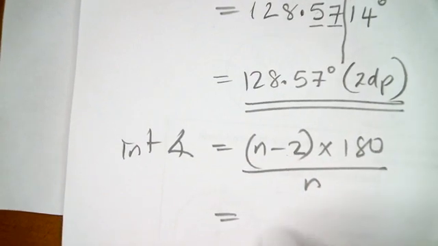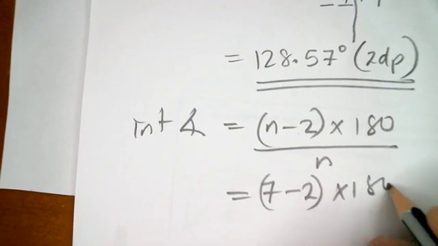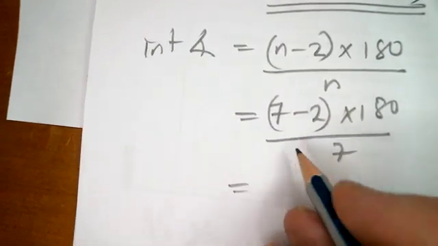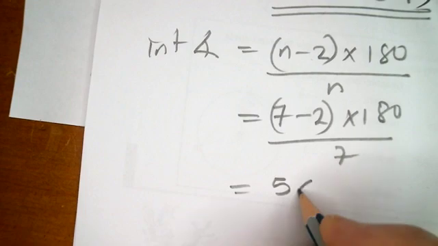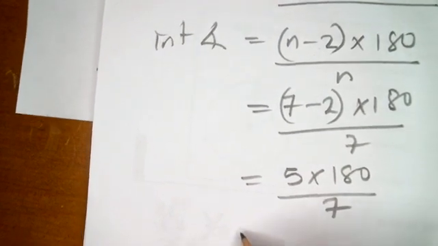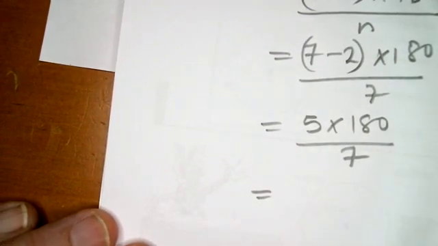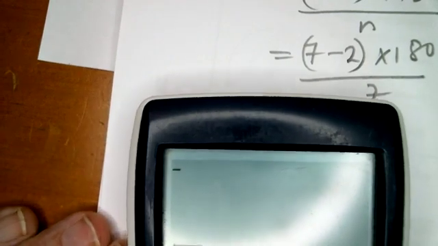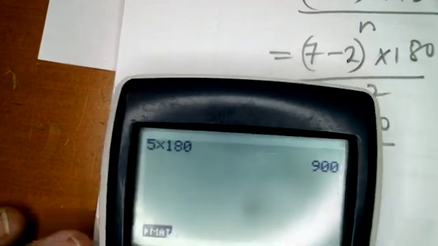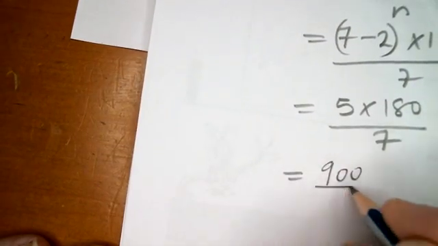So let's fill this out as best we can. So this becomes 7 minus 2 times 180 divided by 7. This time, though, I'm going to actually solve the bracket. 7 minus 2 is 5. We've got 5 times 180 over 7. Now, 5 times 180 is actually 900. So let's have a look at that just to make sure that sounds about right. 5 times 180 is, yeah, it is. It's 900. That's fine. So there it's 900 over 7.